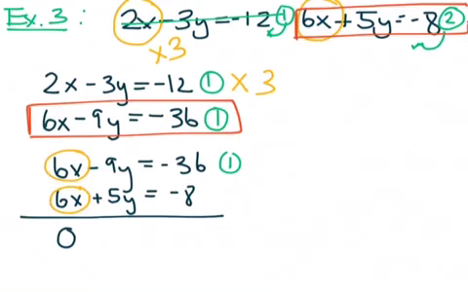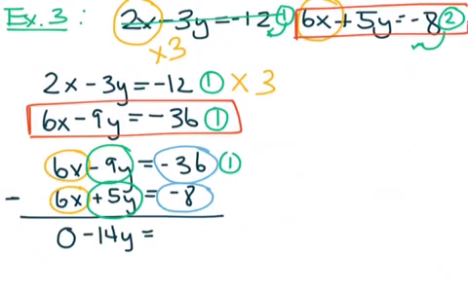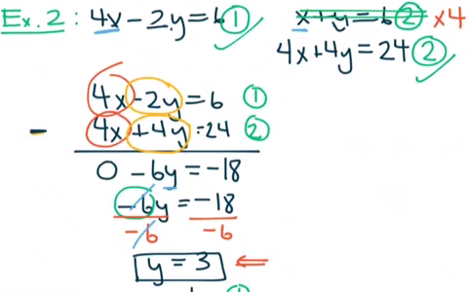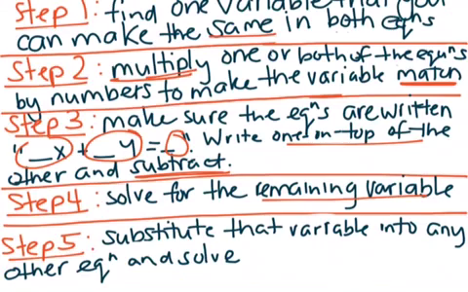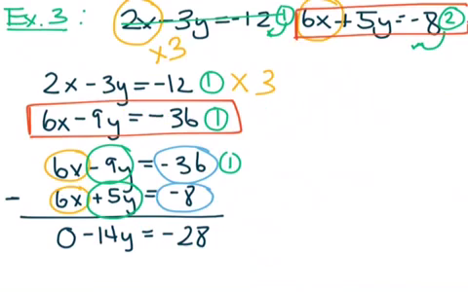Then we've got negative 9y minus positive 5y, not to forget that we're subtracting here. So negative 9 minus 5 is negative 14y, equals negative 36 minus negative 8, which is going to be negative 36 plus 8, which is just negative 28. And step number 4 says solve for the remaining variable. So we're going to do that.